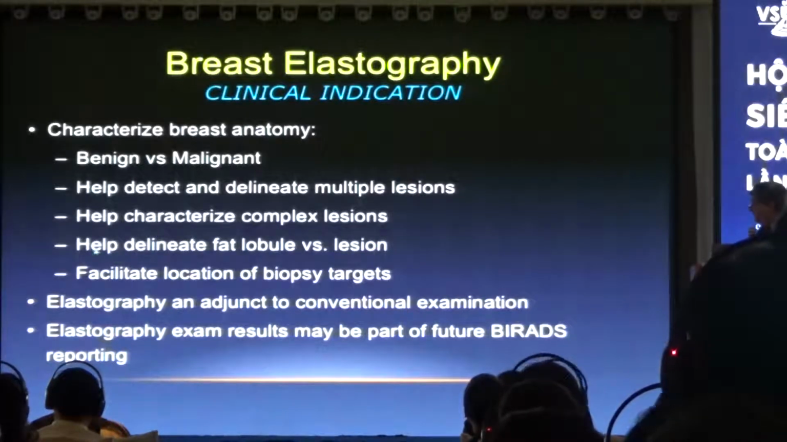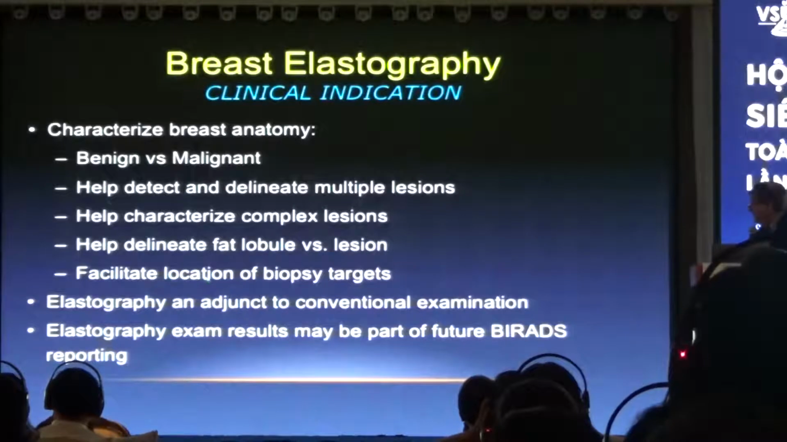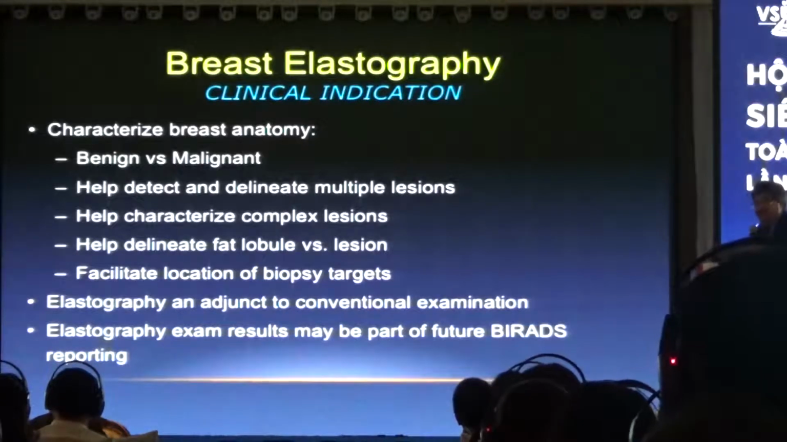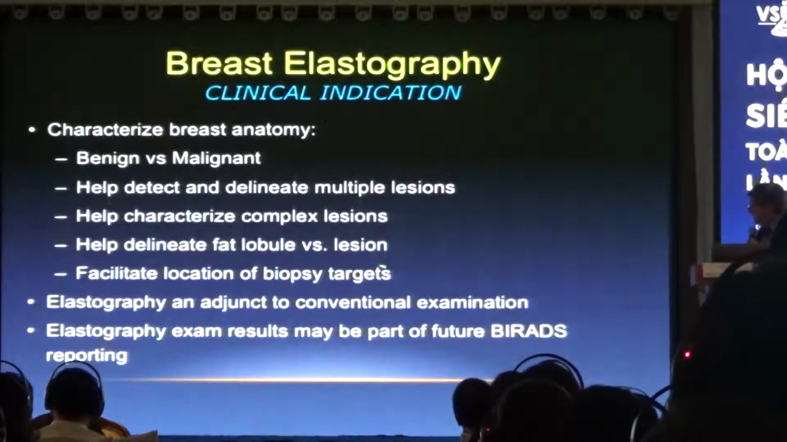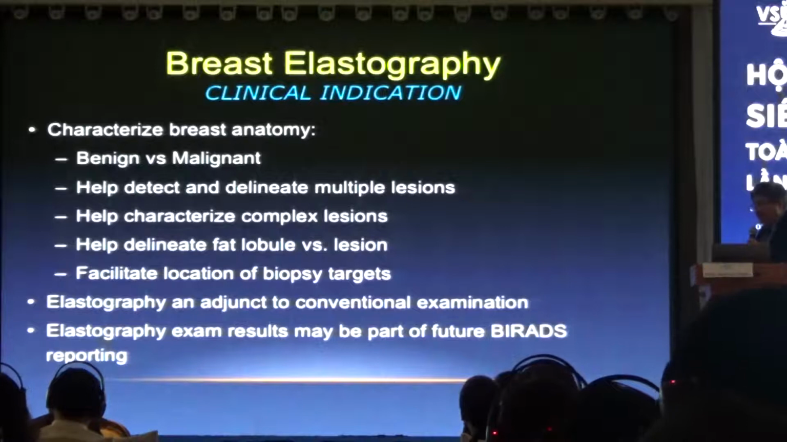It's a no-brainer to decide if something is a fat lobule or a lesion. And it really facilitates localization of biopsy targets. And the key here is you want to biopsy where the stiffest area of the cancer is. That's going to give you the best radiology-pathology correlation. So using the elastography, we can pick where's the best place to biopsy a lesion. And again, elastography is really an adjunct to your conventional exams. You're always going to do your normal exam.